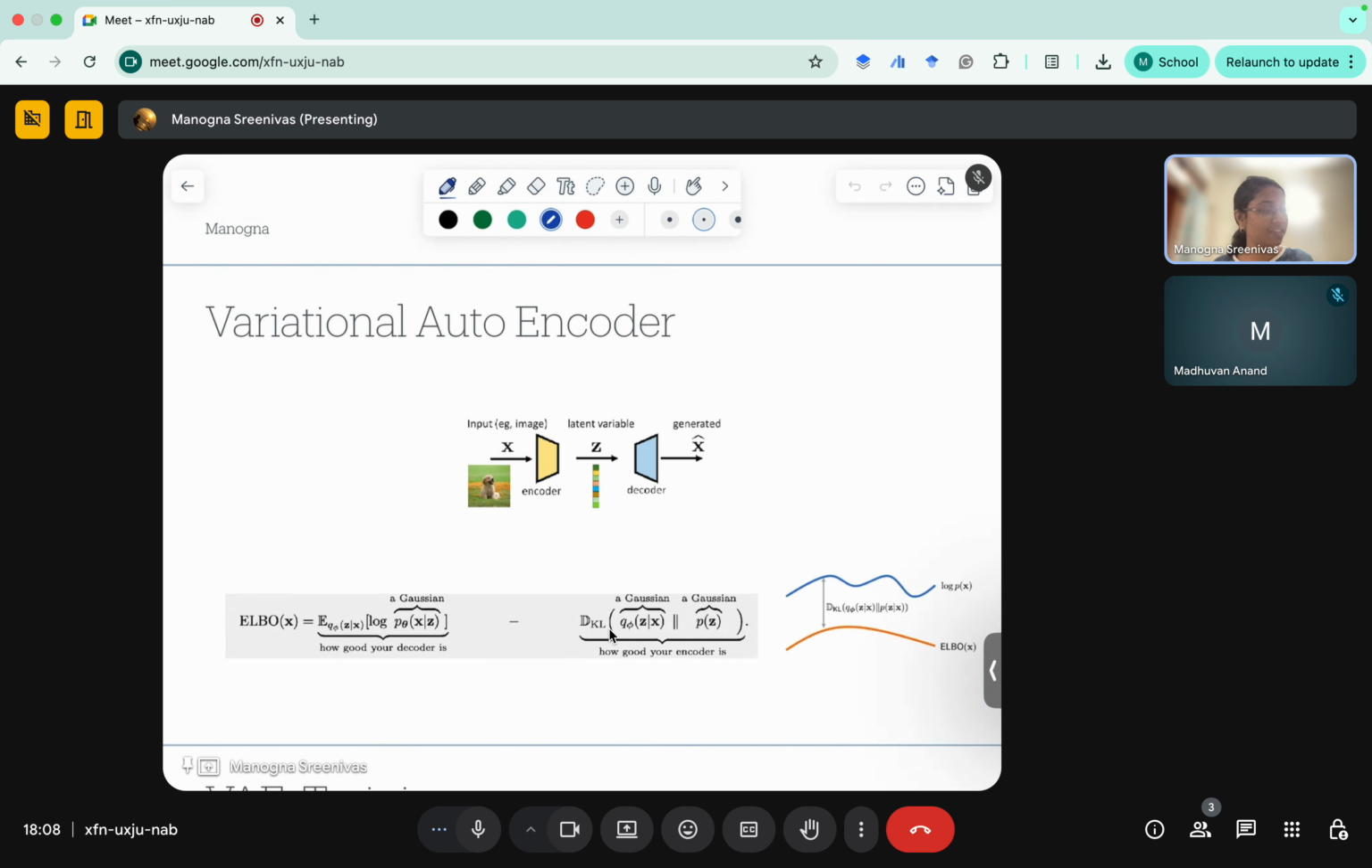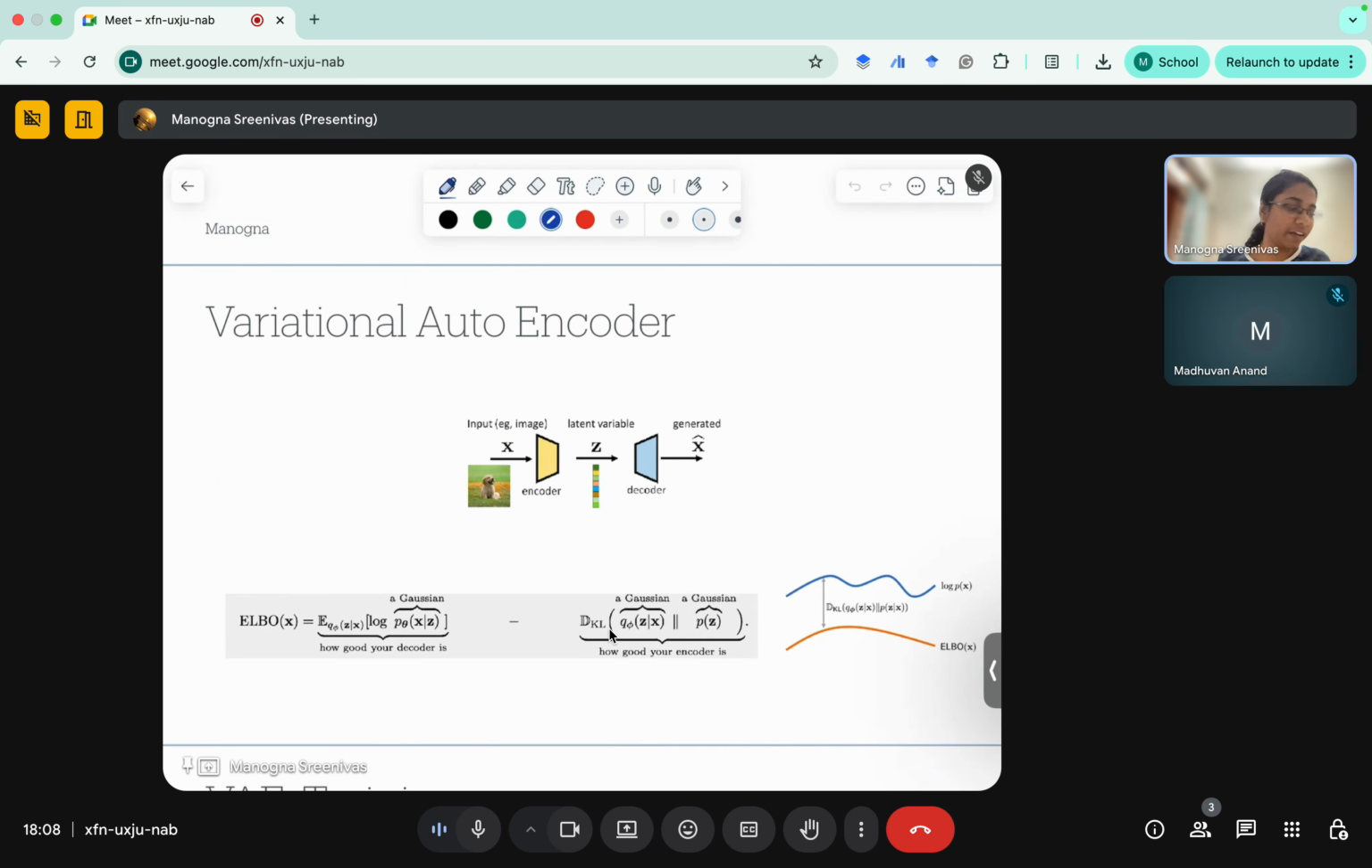So last week we discussed generative models, right? Like GANs and VAEs. This week's content covers diffusion models. So yeah, it kind of builds over VAEs. So let's just review what happens in a VAE.